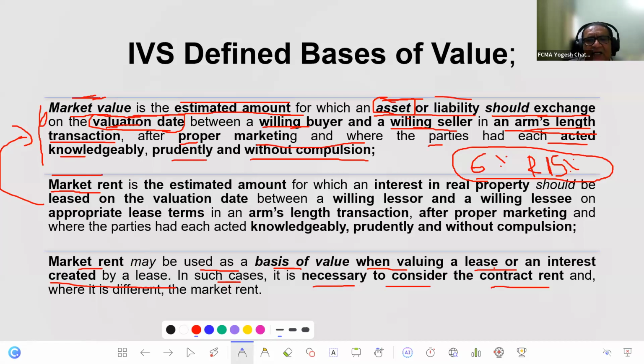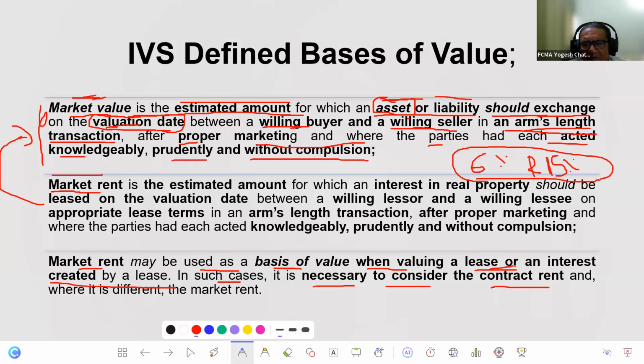Contract rent, as we all are aware, is the rental agreed to by the lessor and lessee, the two parties, in the lease agreement. For each leasehold transaction, there will be a lease agreement. So, what rentals are fixed in the lease agreement, what rentals are agreed by the lessor and lessee in the lease agreement.